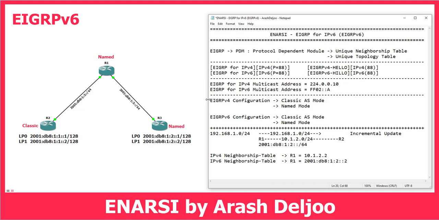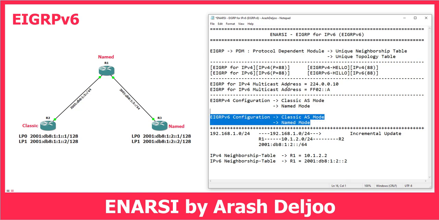You know that about the configuration, okay, we have configured EIGRP for IPv4 with two methods. The first method was classic AS mode, and the second method was named mode. Again, we have exactly the same condition in the EIGRP for IPv6 or EIGRPv6 configuration. We can configure EIGRPv6 with the classic AS mode or with the named mode. I'm going to talk about the configuration step by step.